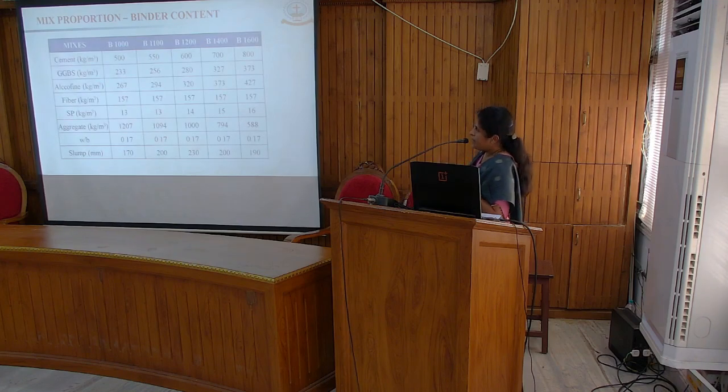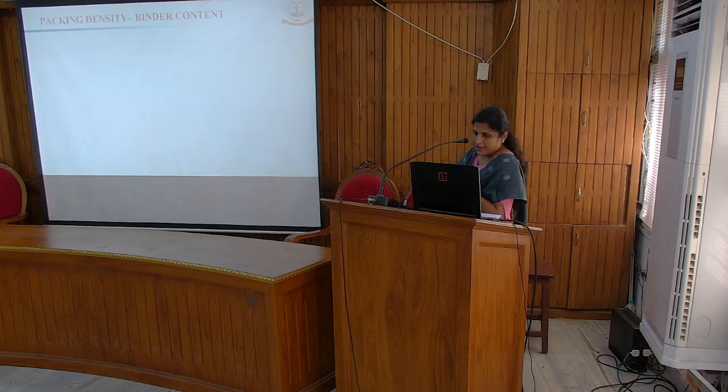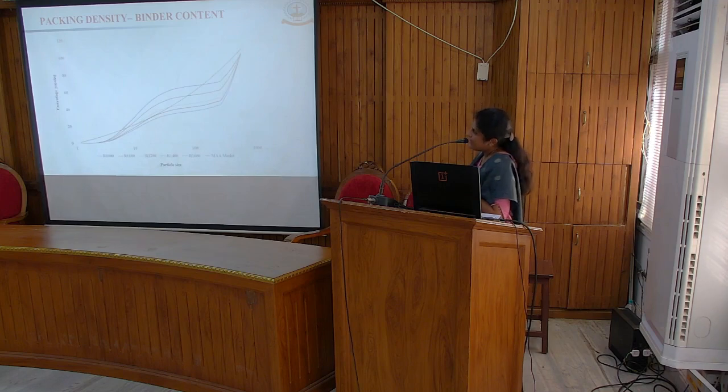Next we have varied the binder content. Binder content means the total amount of cement, GGBS and alcofine. The total amount of cement, GGBS and alcofine we varied from 1000 to 1600. This is the MR graph. The green line represents the optimum curve. The blue line is 1600 and the yellow line represents 1400.